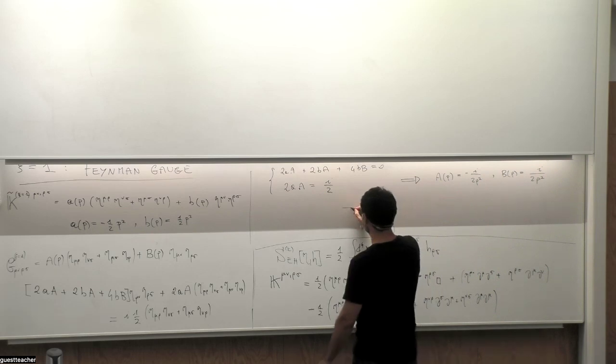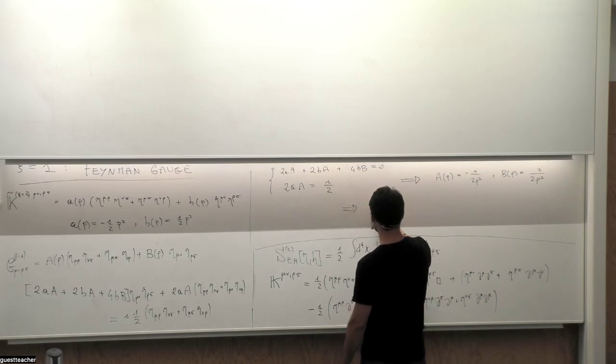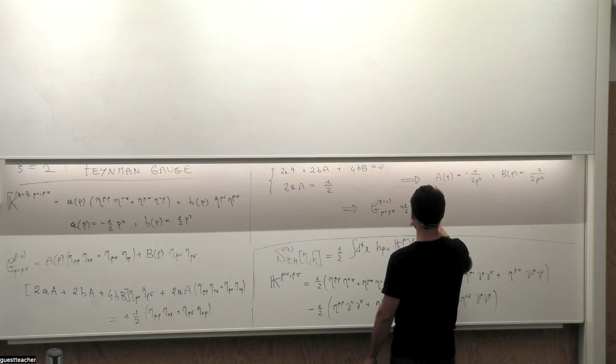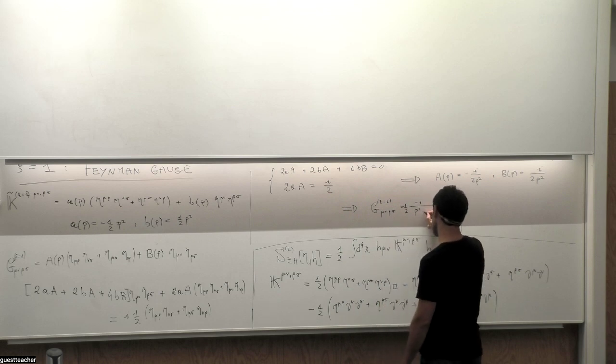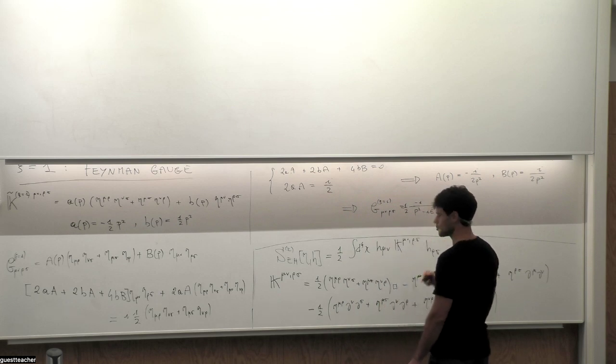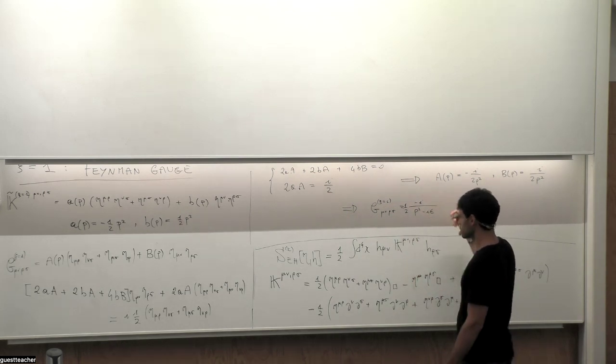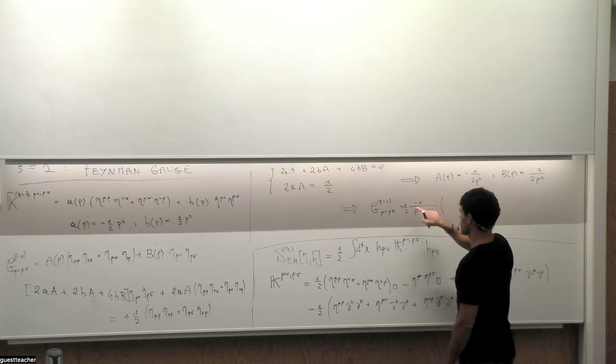This means that the graviton propagator in the Feynman gauge, the Feynman-de Donder gauge, is what? It is minus i over P squared, and I also put, to keep in mind the prescription we use to shift the pole in the complex plane for the propagator, right? The minus i epsilon. So one half this, and then there will be this combination.